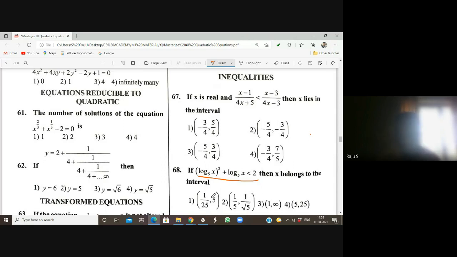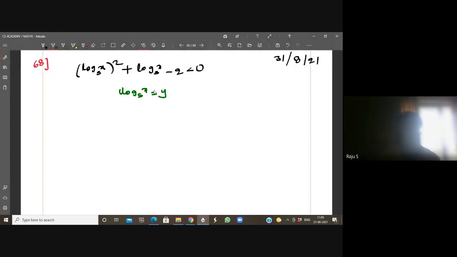You can check. For example, if you take 2, 2 belongs to the interval 1 and 3. You may take that value and substitute 2 here. You have to check. Otherwise, we can solve like this. Generally, let us take log x equal to y. Then the equation becomes y square plus y minus 2 less than 0. Now you can solve this.